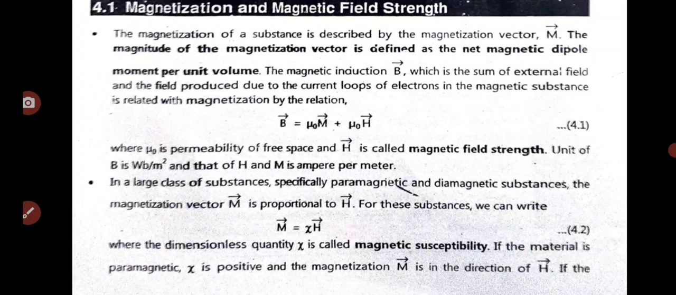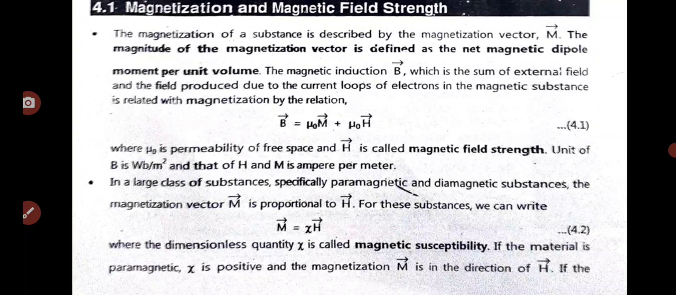The magnetic induction, denoted by capital B bar, is the magnetic field, which is the sum of the external field and the field produced by the current loops of the electrons in the magnetic substance, and it is related to the magnetization by this relation: B bar equals mu naught M bar plus mu naught H bar, where mu naught is the permeability of free space.